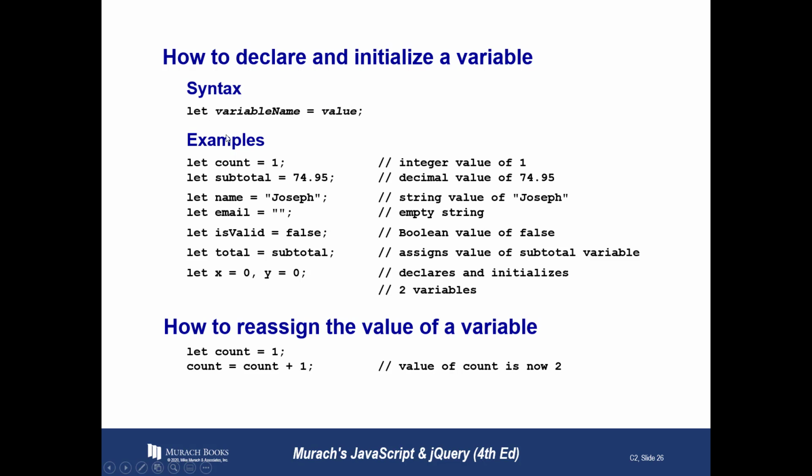The statement right here, so let's just grab this one. If we just said let count and then put a semicolon at the end, that is declaring a variable named count. To say let count equal 1, the first part is the declaration, the second part is the initialization. So you can do that as either 1 line or 2 lines, okay?